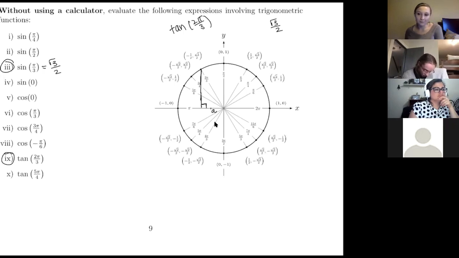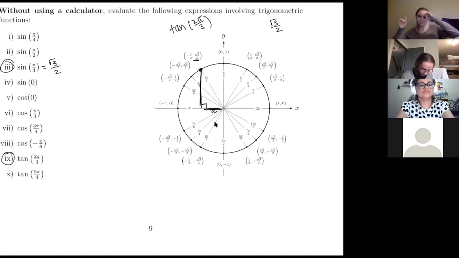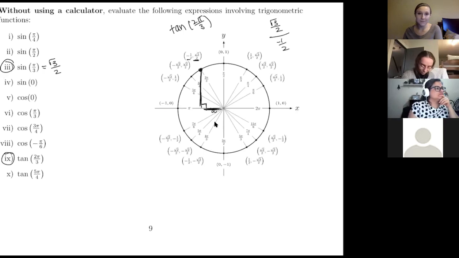This is root 3 over 2, this right here, because you know that that's the y coordinate of this point. And then your adjacent side, which is this, is the x coordinate of this point, which you have right here. It's minus 2. So tangent is opposite over adjacent, which simplifies to minus root 3.